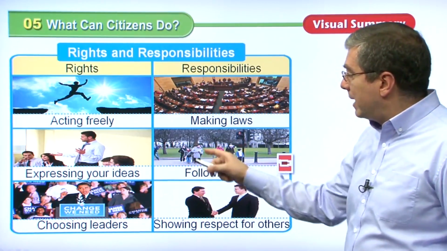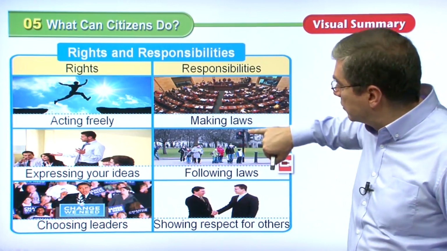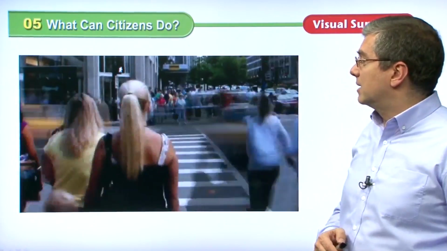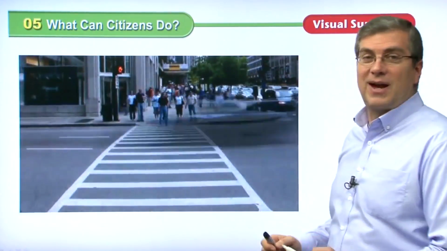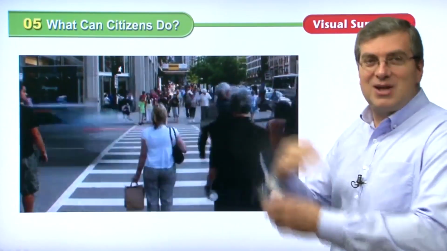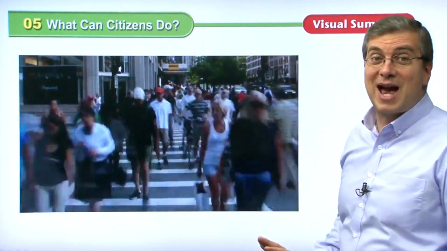Another responsibility that we all have that's very important is to follow the law. You see these people waiting to cross the street, they're not going to cross the street yet because the light is red, right? We can see a very fast video. If you look at this video, it's going very fast, really fast, right? Okay. It looks dangerous, but remember, the video is sped up. It's very fast, so we should slow it down in real life.